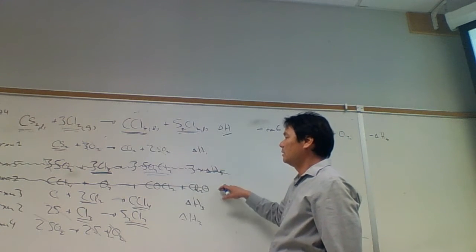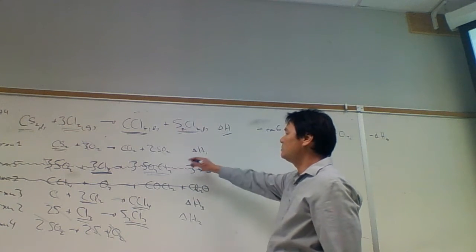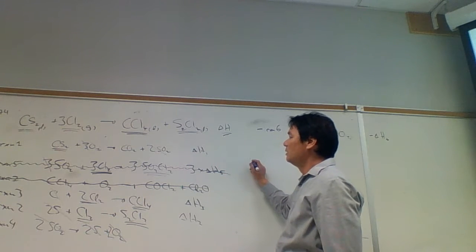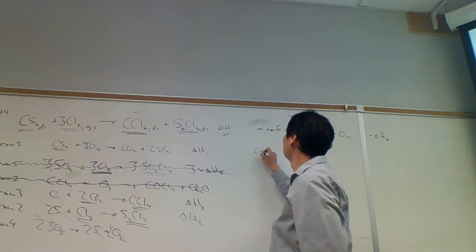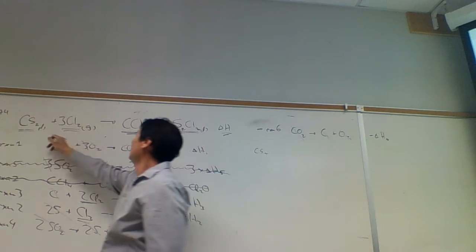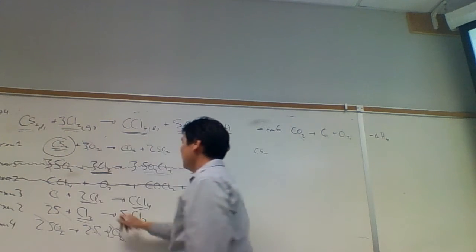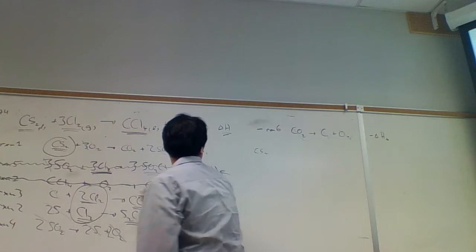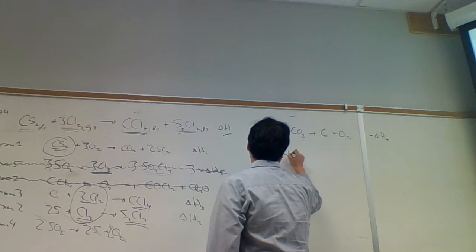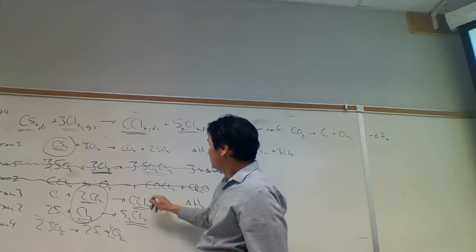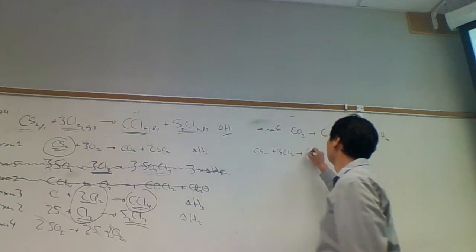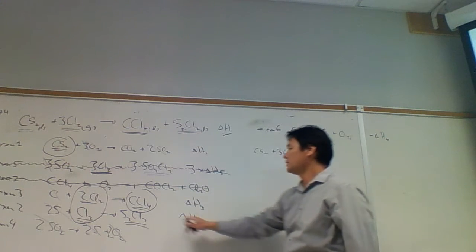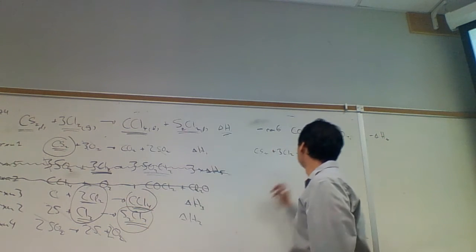We add them all together. And so the net reaction, let's just make sure we have the correct net reaction. The net reaction here is going to be CS2, which we have here, plus 3 Cl2s, we have here, yields CCl4 plus S2Cl2.